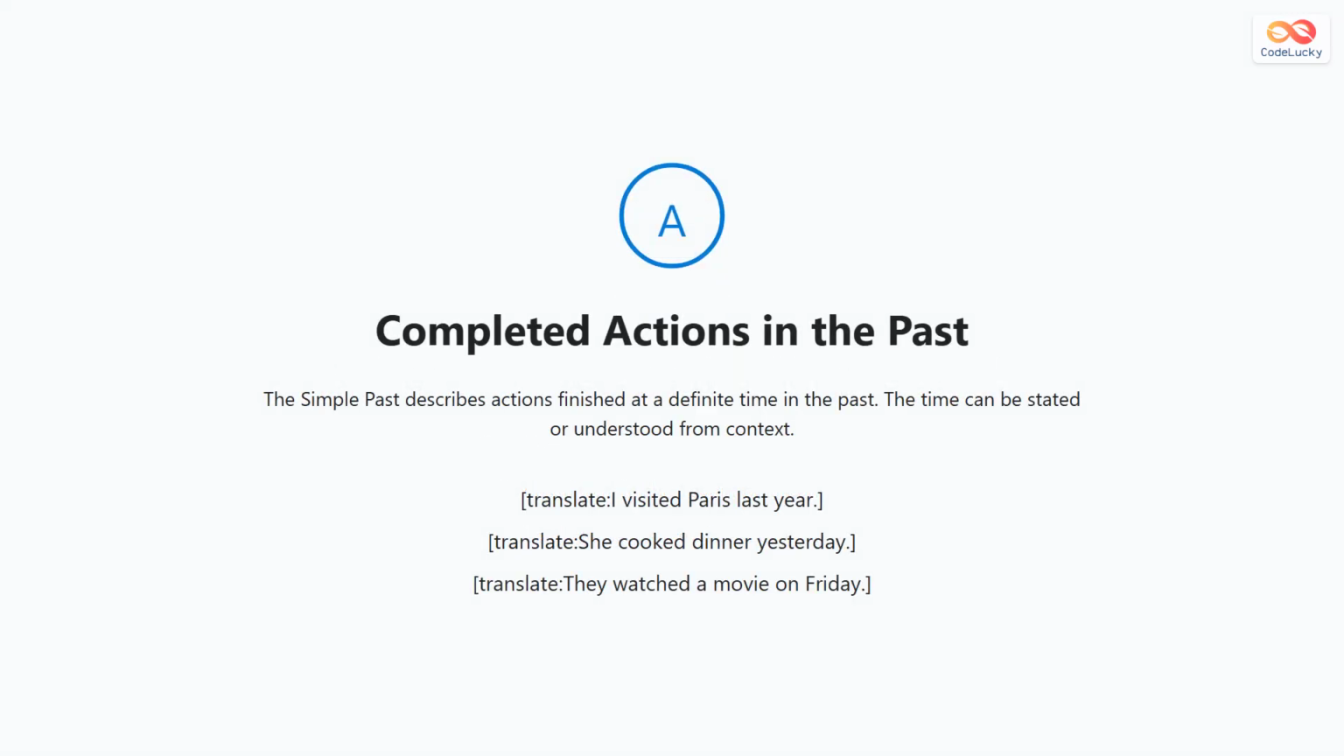We use the simple past when an action is completely finished and the time is clear or understood. Words like yesterday, last year, or 2 days ago often help show this. For example, I visited Paris last year means the visiting is over. She cooked dinner yesterday means the cooking is finished. They watched a movie on Friday, which also shows a completed event.